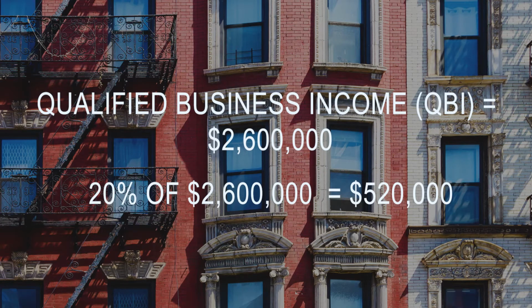And we're going to assume, for purposes of this example, that all of the income is QBI, qualifying business income. So 20% of $2.6 million is $520,000. Right. That would be, it's that simple. 20% of the QBI is $520,000.